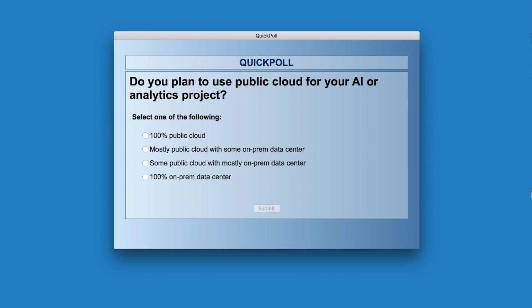The question is, do you plan to use public cloud for your AI initiative or your analytics projects? Do you plan to use public cloud or some on-prem data center? Okay, great. I see that a lot of you are voting.